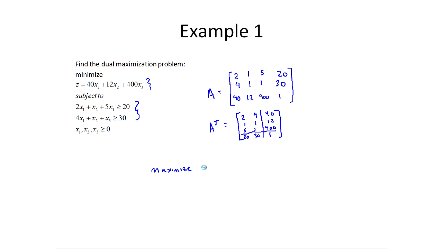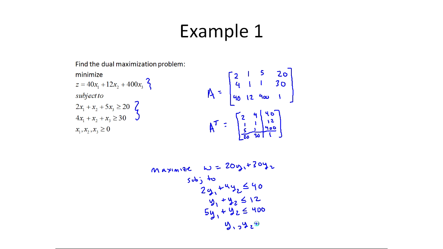And since we're using a different objective function now, I'm going to call it W. And so W equals 20, and it's a new problem, so I've got to use different variables, y1 plus 30y2. And now each of these are going to be my new constraints, but they're all going to be less than or equal to. So this is subject to 2y1 plus 4y2 less than or equal to 40. That's from that very first row. Second row would be y1 plus y2 less than or equal to 12. And our third row would be 5y1 plus y2 less than or equal to 400. And then again, you have your non-negative condition.